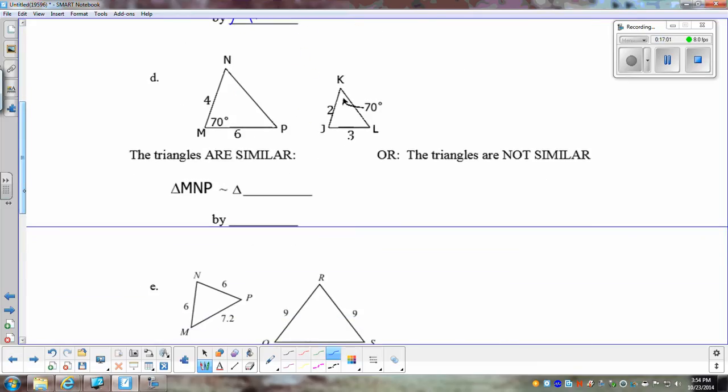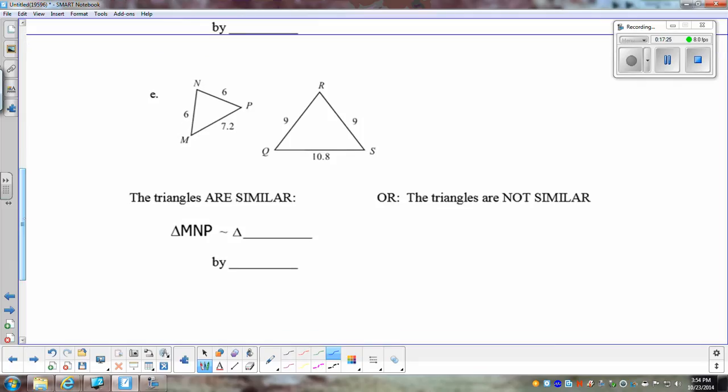Next problem. All right, this one I want to look at the angles in the big picture. My 70-degree angle is in between the 4 and the 6. In JKL, my 70 is not in between the 2 and the 3, so these are not similar because I don't have side angle side here.